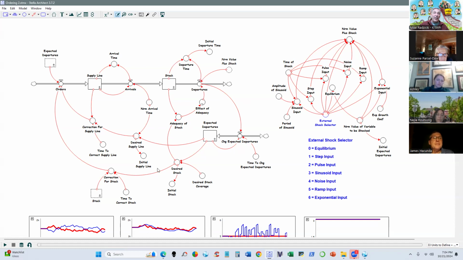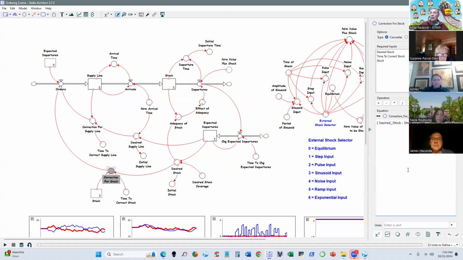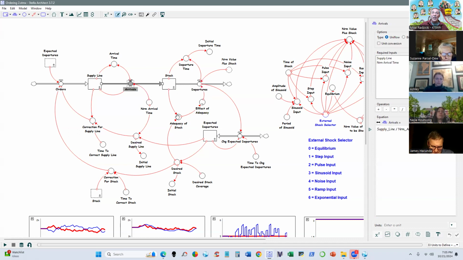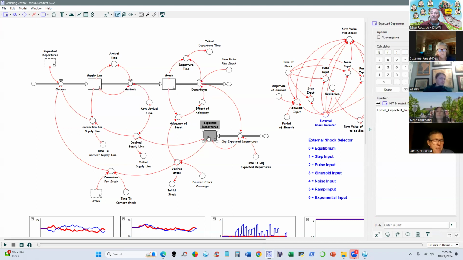So that's all the same. Here's your proportional control, desired minus actual over tau. But look here, now expected departures times normal arrival time. So this is in time, this is in units per time. So that's your desired supply line, the desired value in here. In other words, in equilibrium, this and this will be this. Your expectations will be correct.